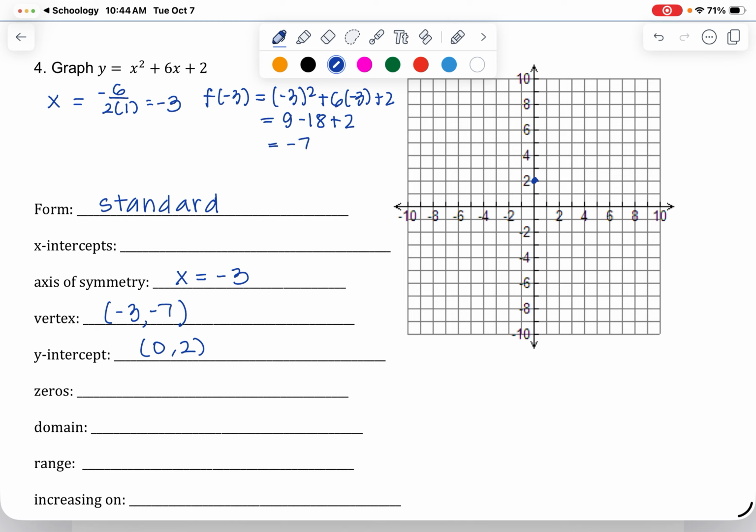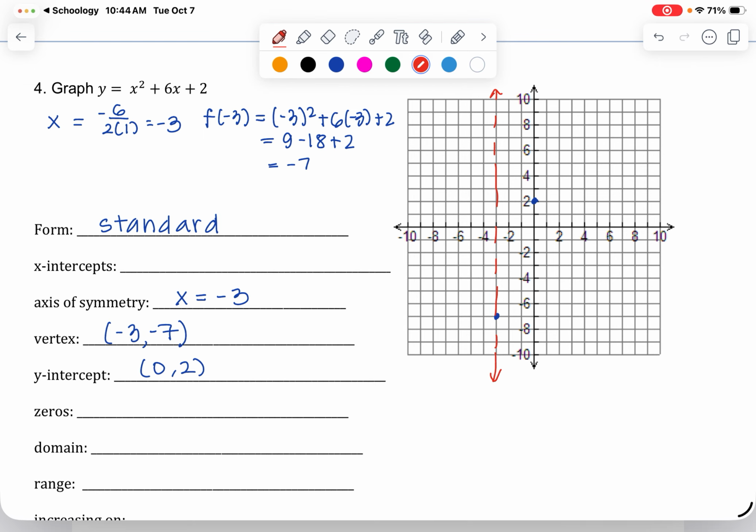So -3, -7, okay? And that's for my vertex. All right, so I'll graph the things that I have, -3, -7. My axis of symmetry is going through that at x equals -3. And then I have another point that I know because this graph is symmetric. That's 3 to the right of the axis of symmetry, so 3 to the left. So you should have another point at -6, 2.